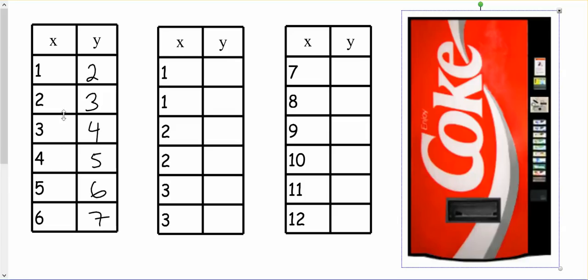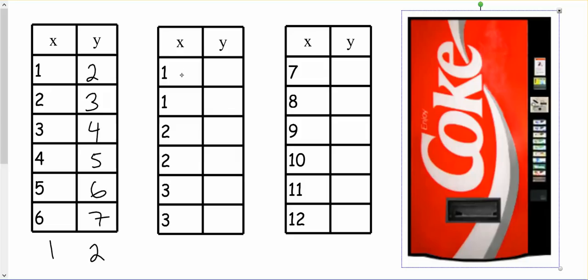Now let's say that we inputted a 1 again. For this chart to be functioning properly, when I input a 1, what do I have to get out? I have to get out a 2. If it's not functioning properly, I get out something other than a 2.